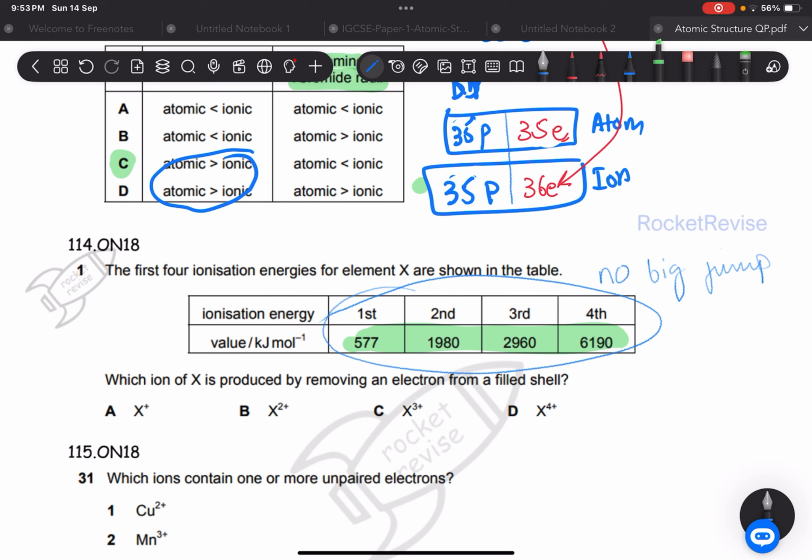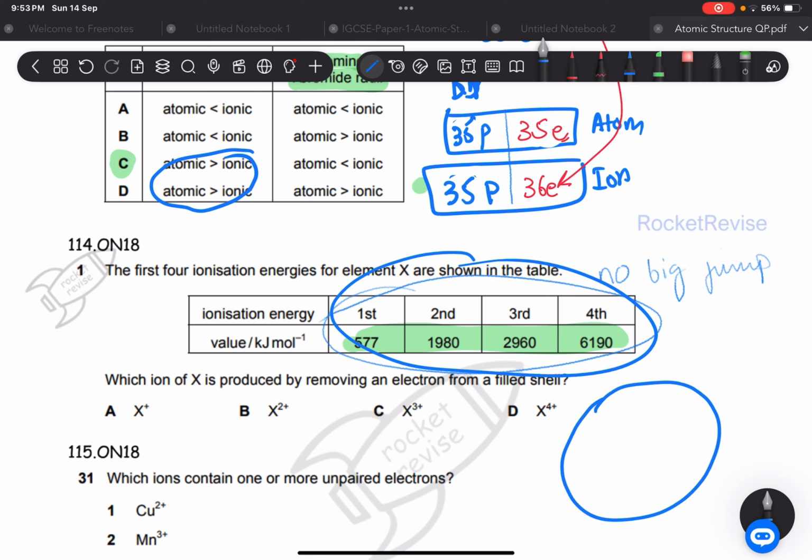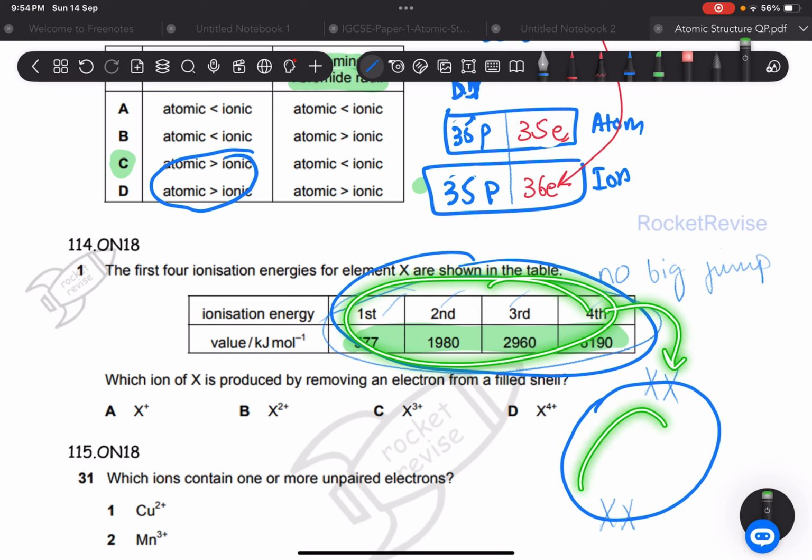So when there is no big jump, we can say that we are not changing shells. What do I mean by that? Because look, since this is the last shell and we have 1, 2, 3, 4 ionization energies. If there is no big jump, then I can say that all the 4 electrons are being removed from the same shell. So 1, 2, 3, 4, all these 4 electrons are removed from the same shell. There is no change in the shell.